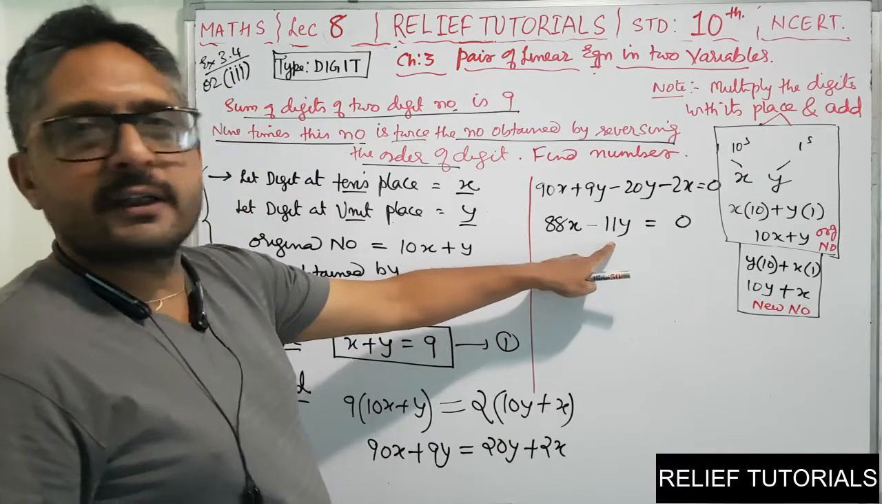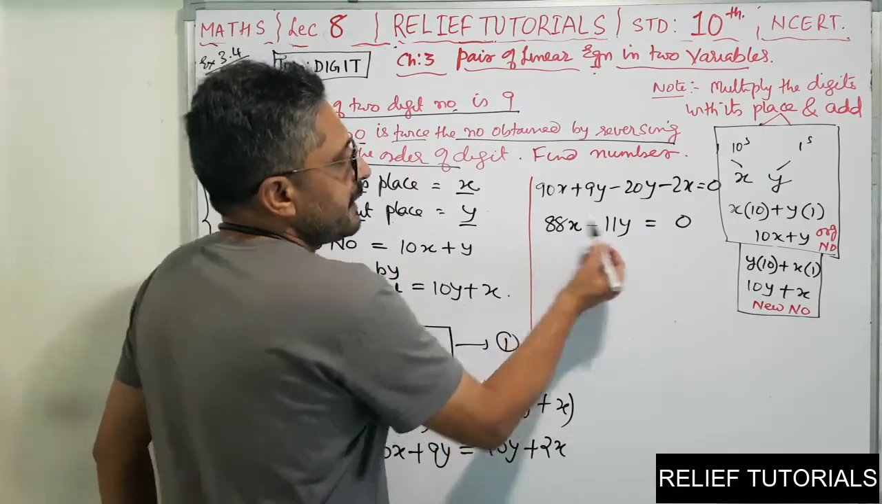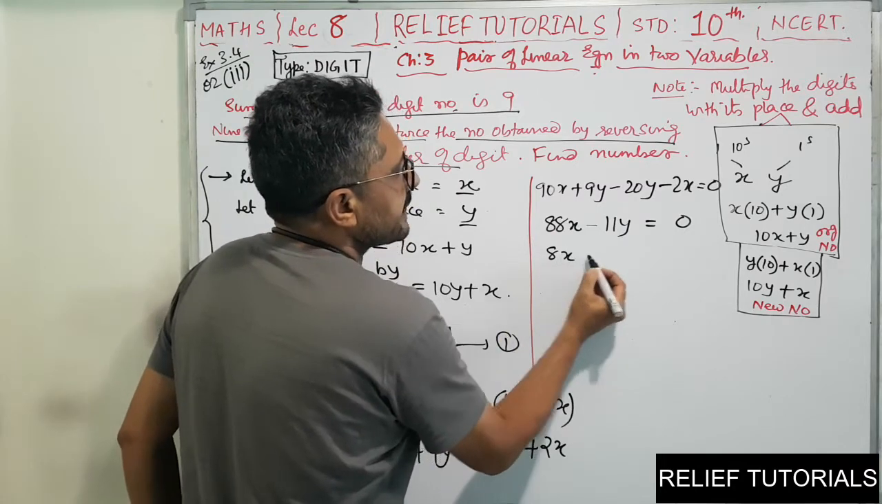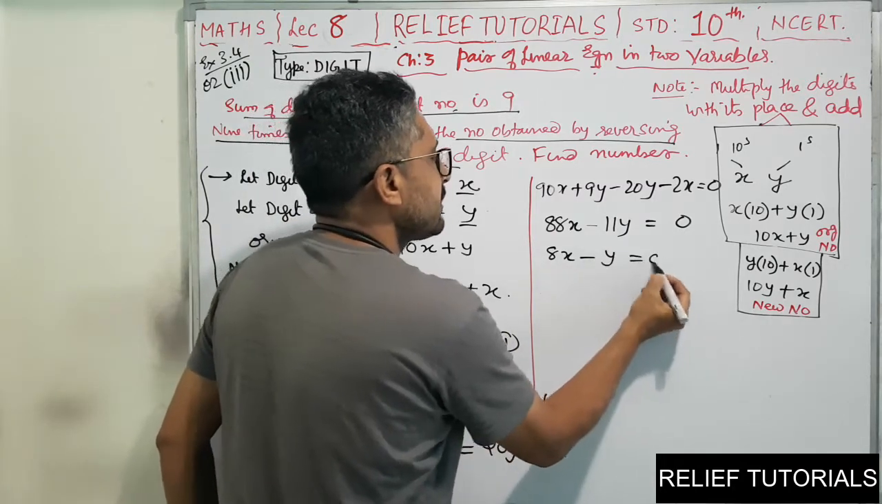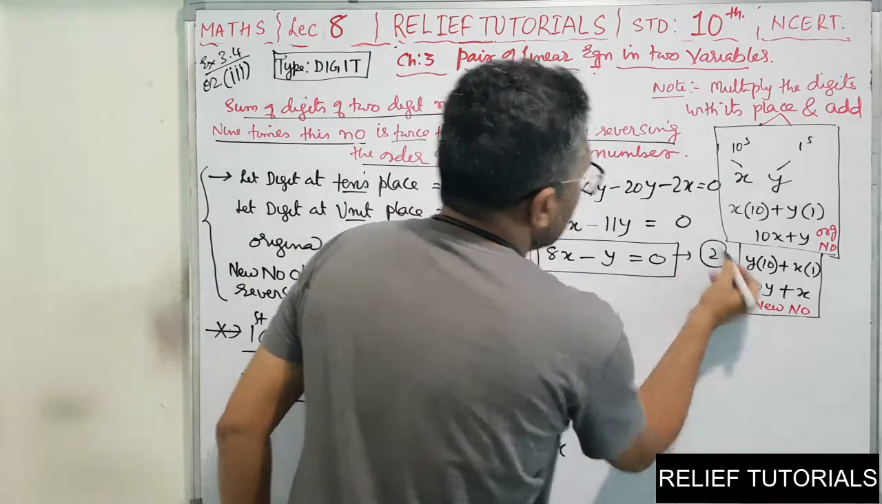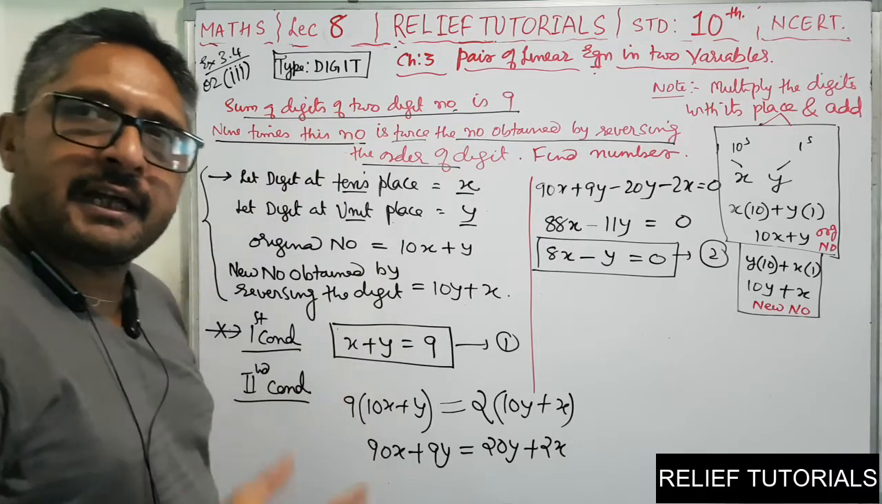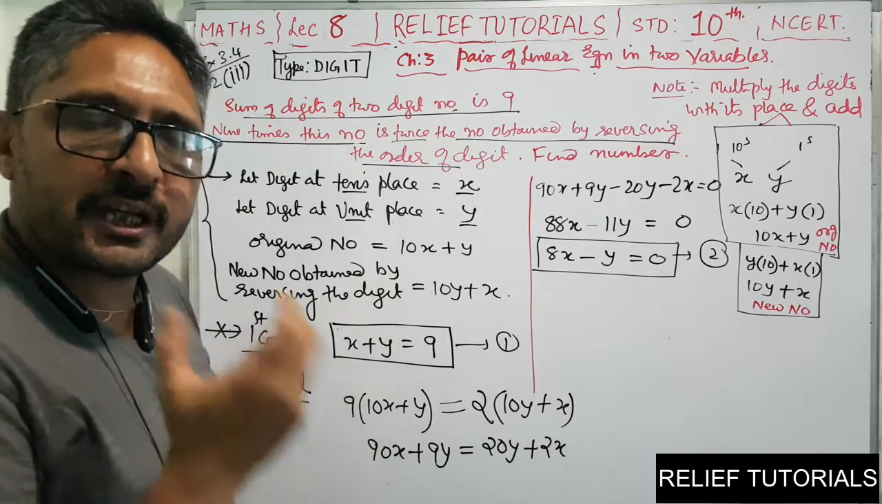See, look here, you have a multiple of 11. So you divide each term by 11. If you divide each term by 11, you will get 8x minus y is equal to 0. This is our equation number 2. So in this way, based on two conditions, we have obtained two equations.